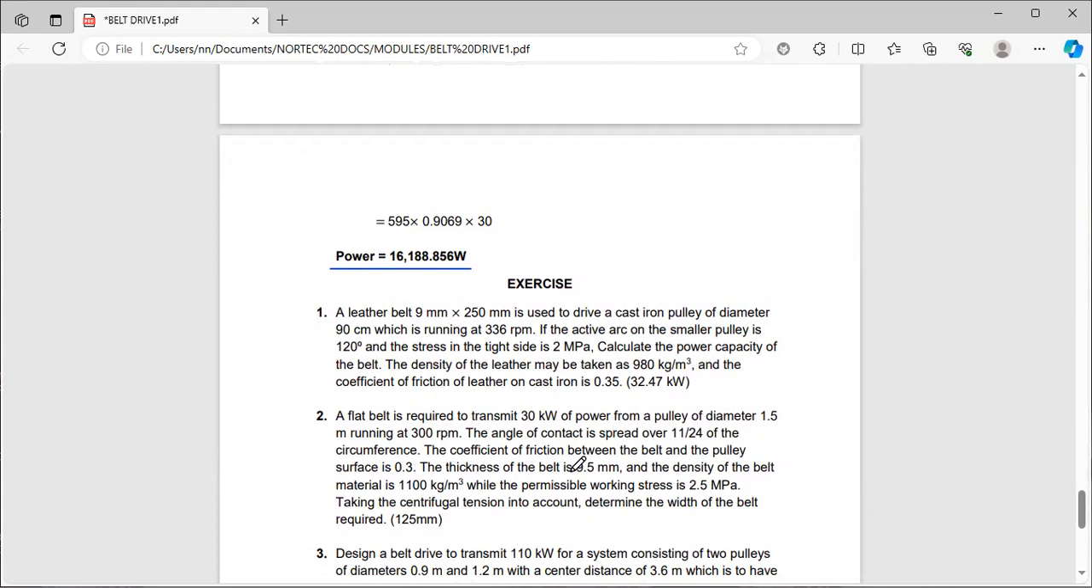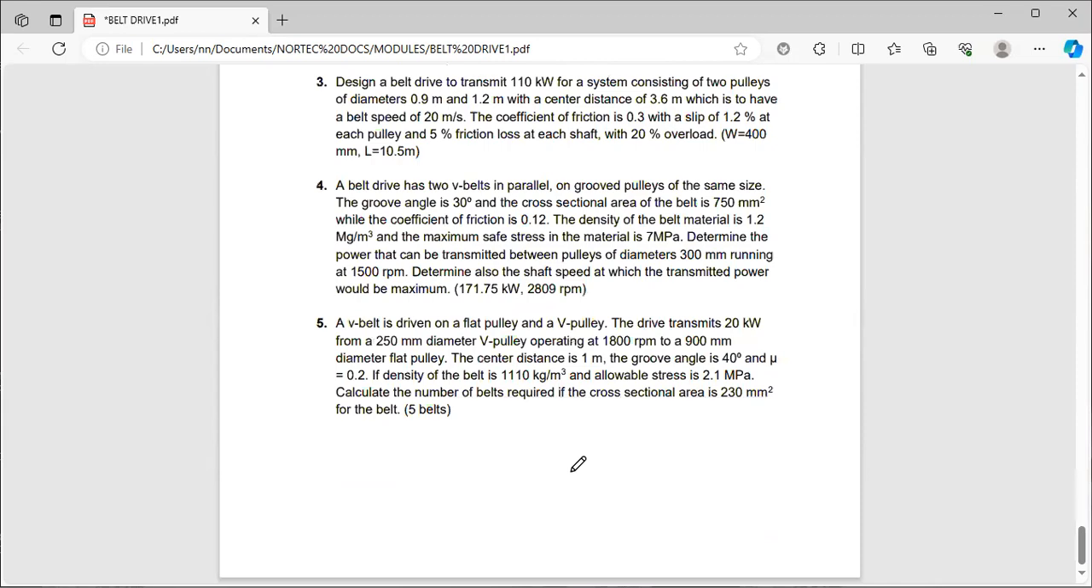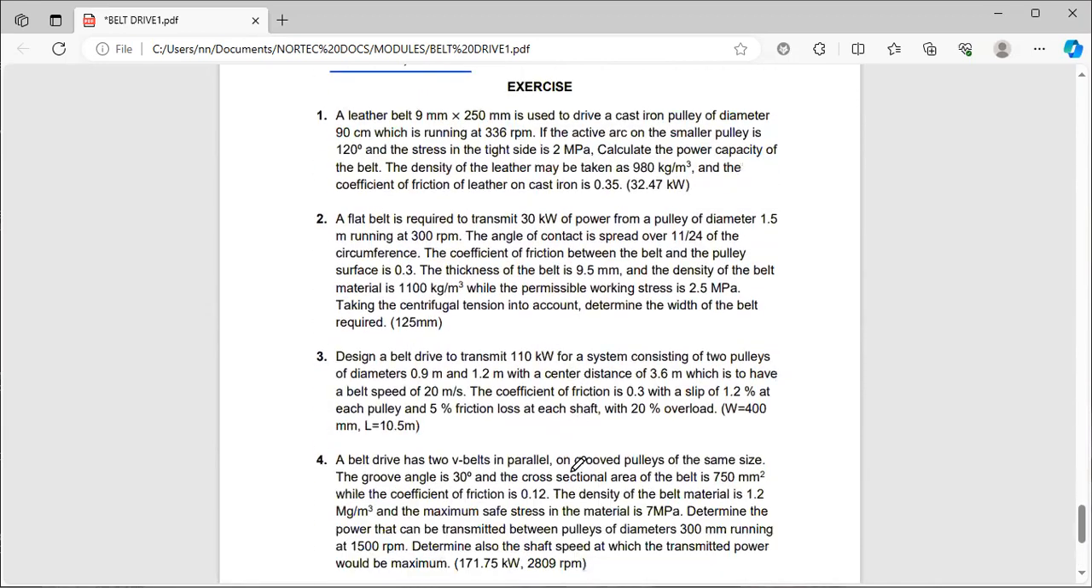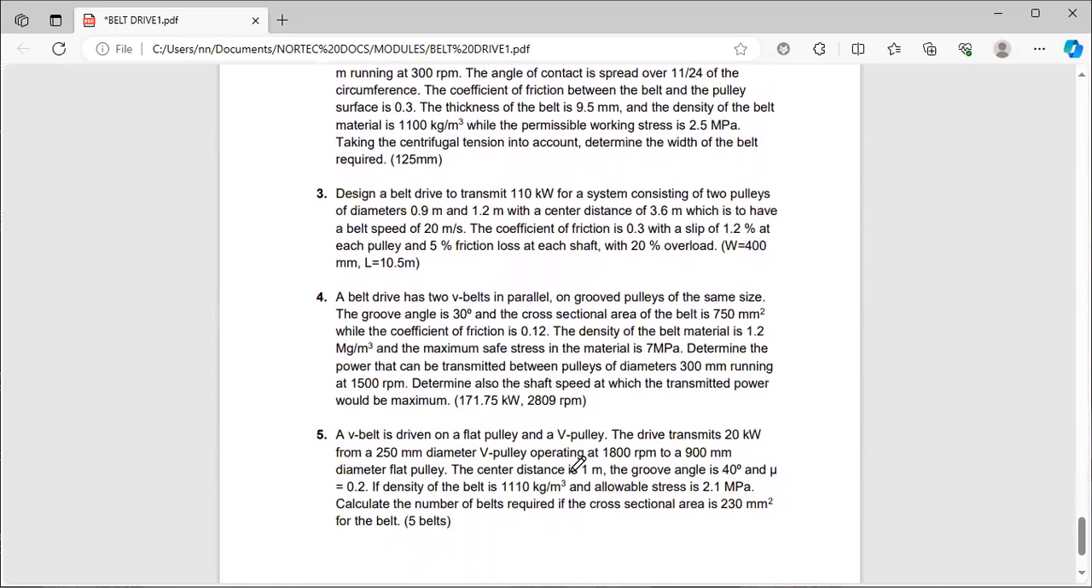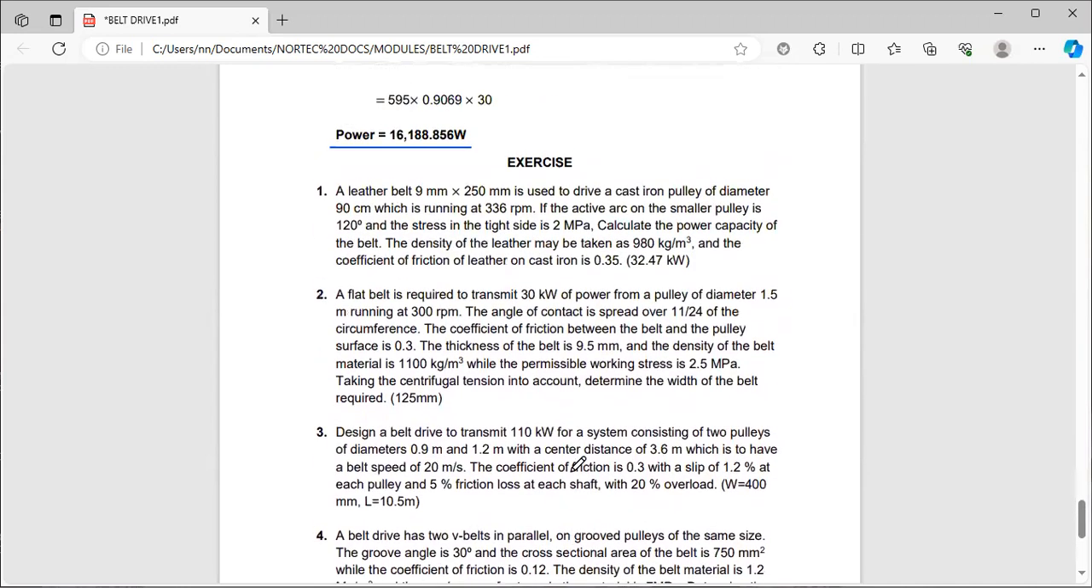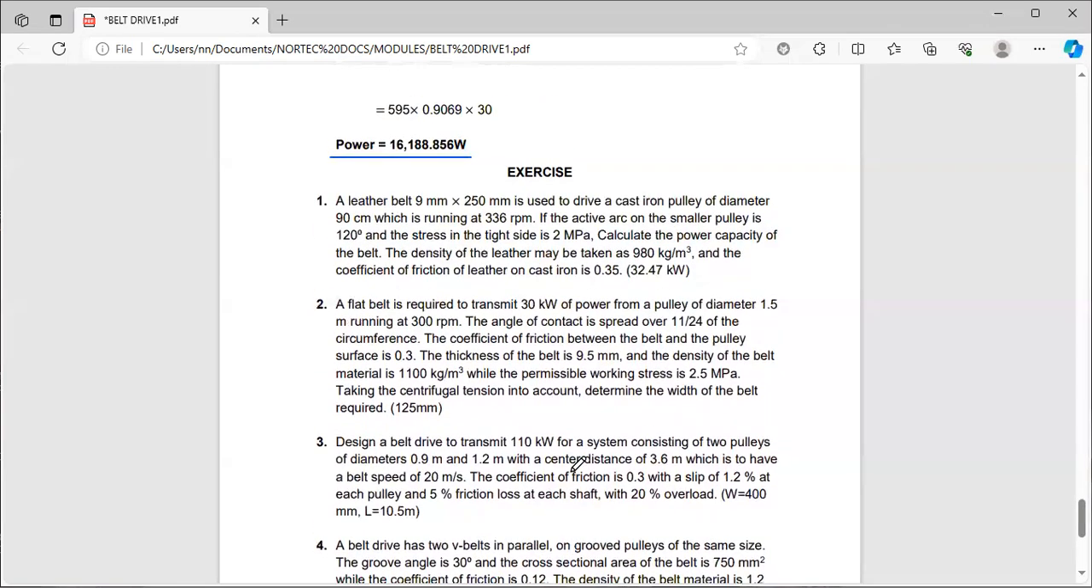So for now, look at the exercise. We have 5 questions, already provided with the answers. You can take your time to look at how this works out.